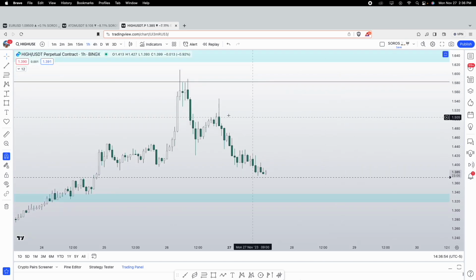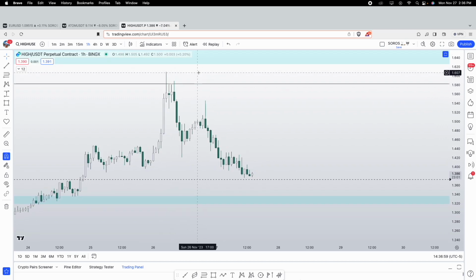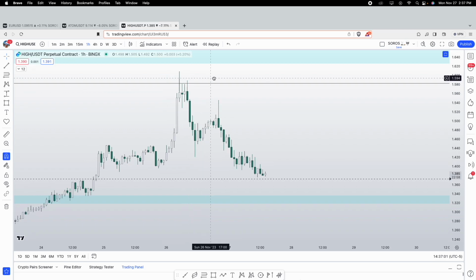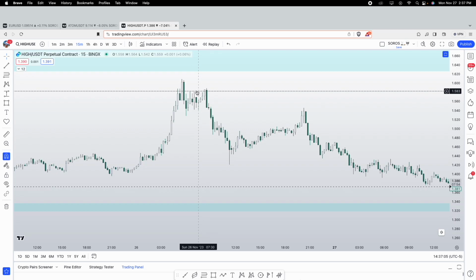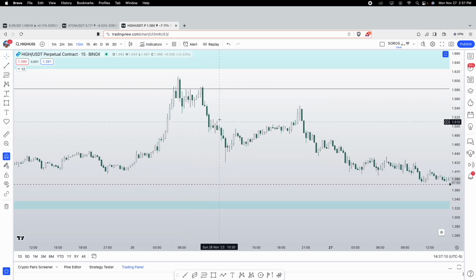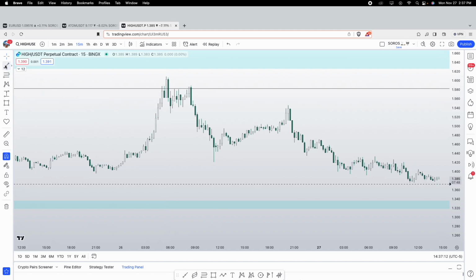So what I was looking for was on the low time frame. I've been watching this for a minute, but the idea was there was a consolidation here, and then when you go into the 15, you could see this candle took the internal liquidity here before pushing down and then shifting structure right there.